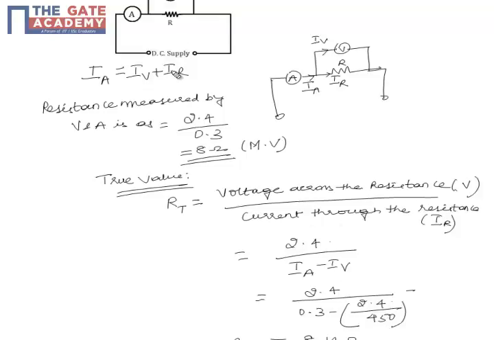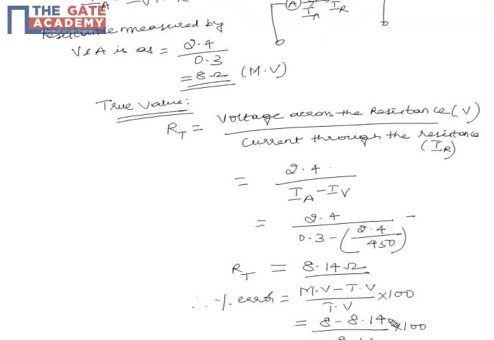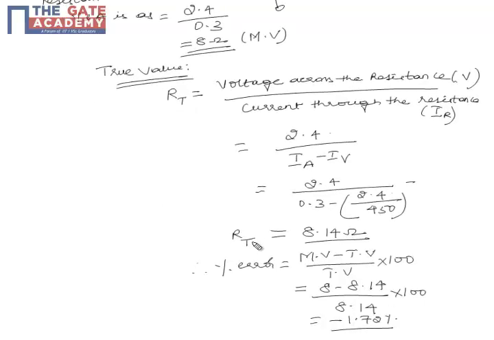So when I rewrite the equation for IR, I get IA minus IV. So here I have substituted that: 2.4 divided by IA, the ammeter current, which is 0.3, minus the current through the voltmeter, which is the voltage across it, 2.4 by 450 ohms. So when I calculate, the true value of resistance comes as 8.14 ohms. Clearly you can see the measured value is less, which is 8 ohms, and the actual value is 8.14 ohms.